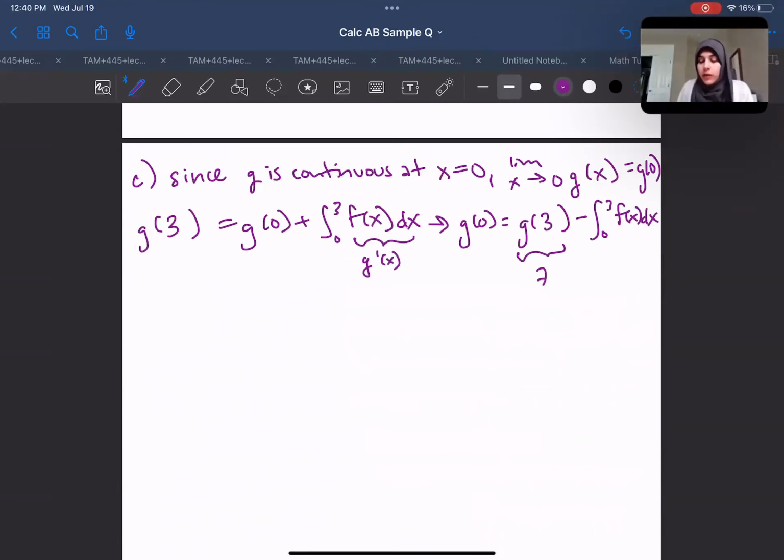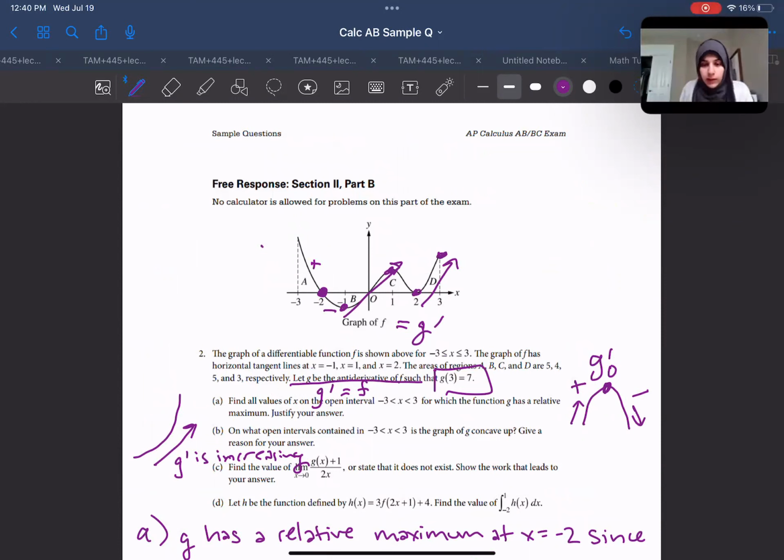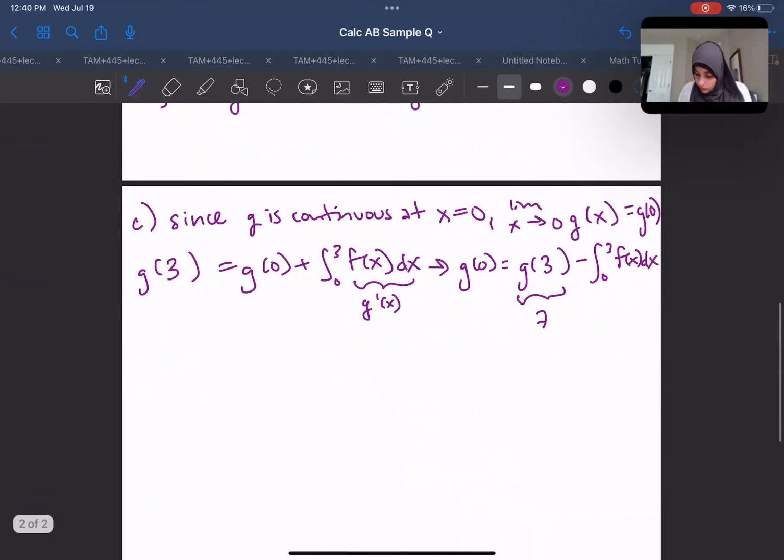And the integral from 0 to 3 of f of x is just our areas, C and D, because we're looking at that range of 0 to 3 for x values. C has an area of 5 and D has an area of 3 because they gave us that information. C and D were 5 and 3. So we're just going to subtract that 5 and 3. So we have 7 minus 5 plus 3, or 7 minus 8, which gives us -1.